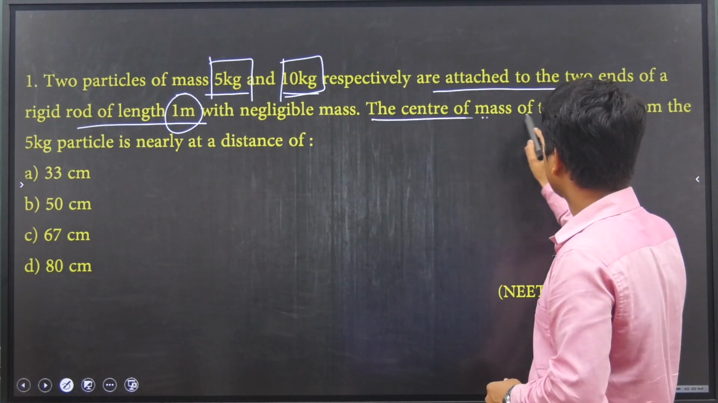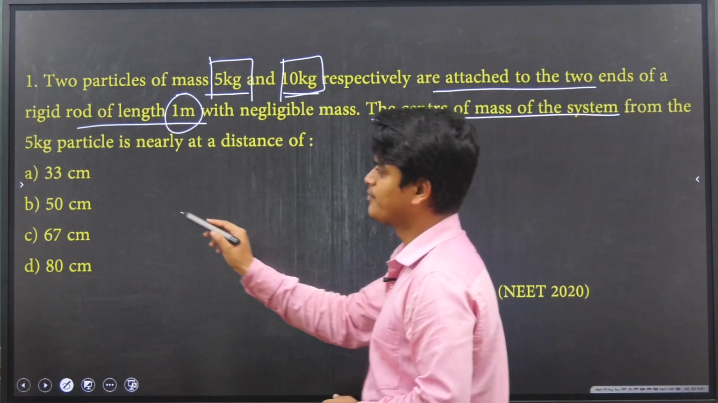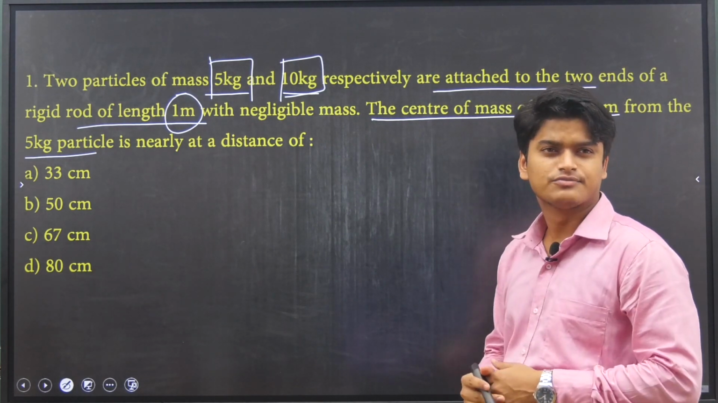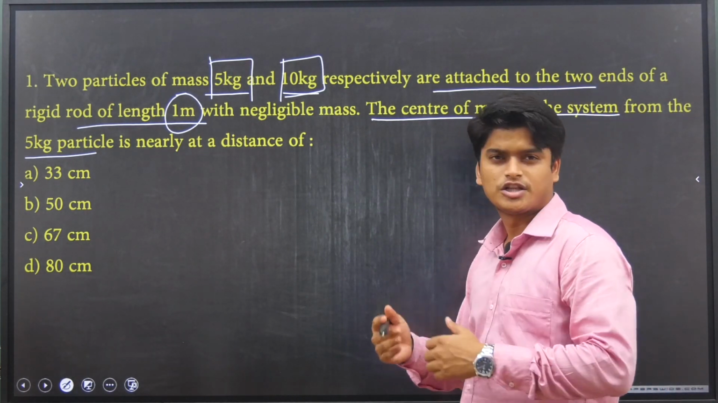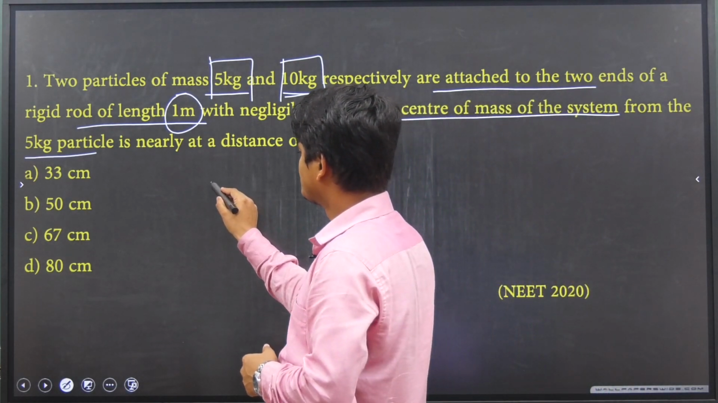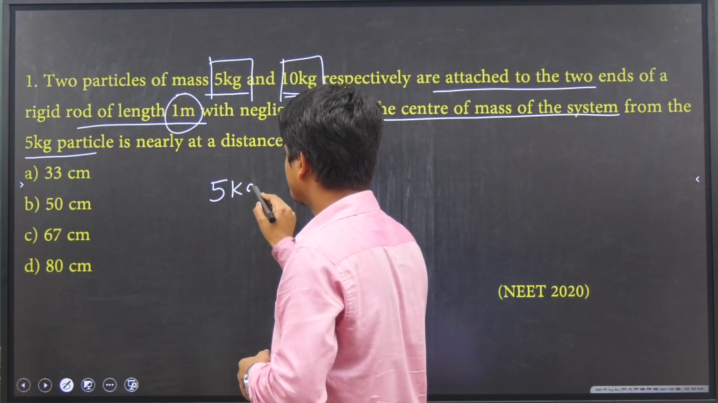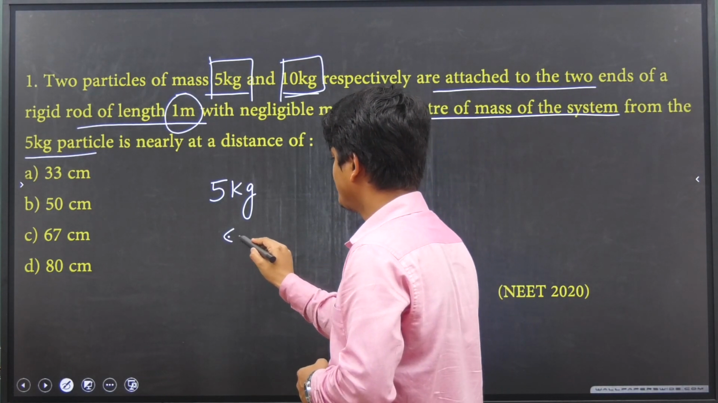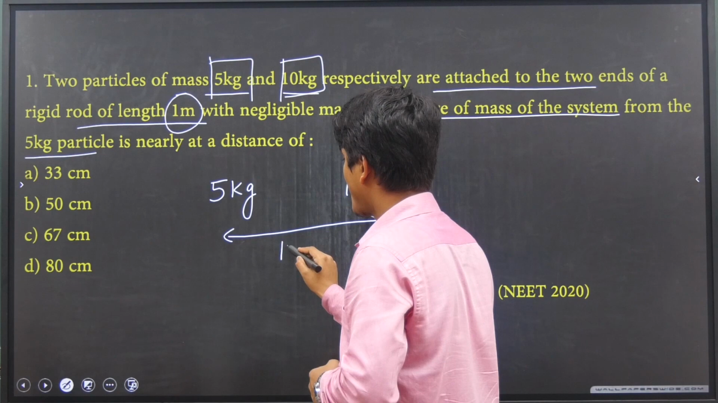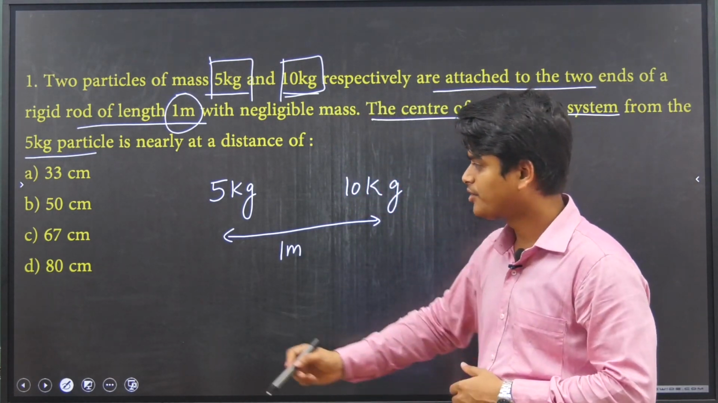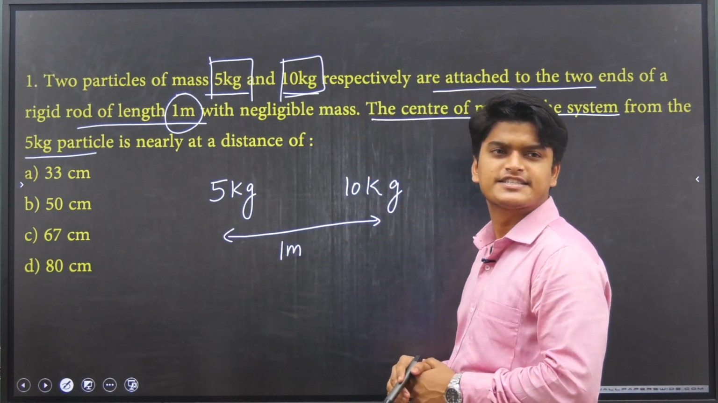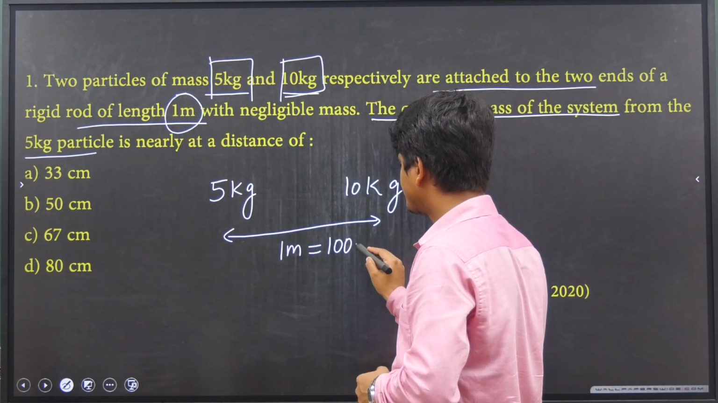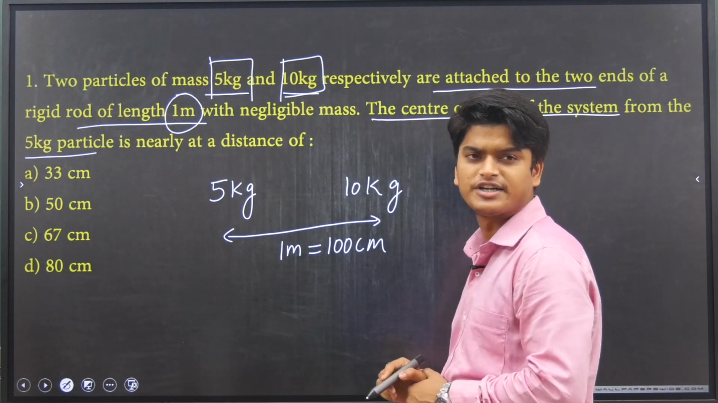Now they are asking for the center of mass of the system from the 5 kg particle. First let me solve the MCQ, then afterwards I will tell some other method also. Suppose 5 kg is here and 10 kg is here, and the distance between them is 1 meter. But the options are given in centimeters, so we convert 1 meter to 100 centimeters.